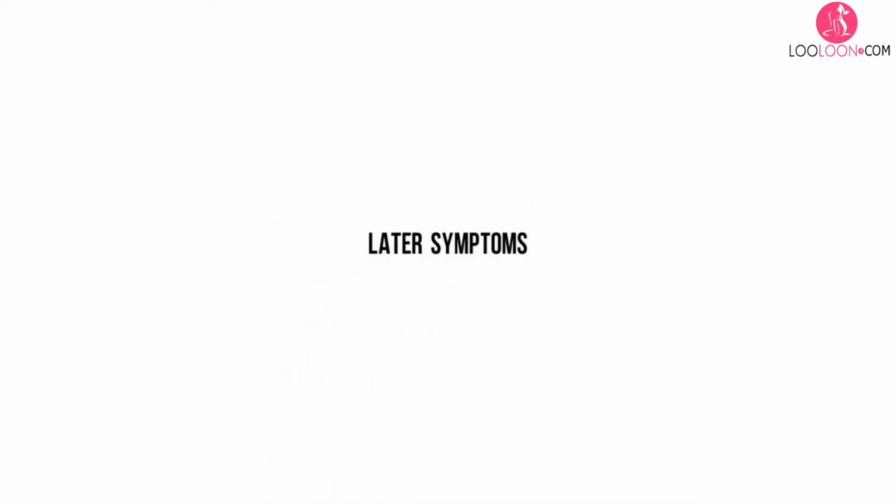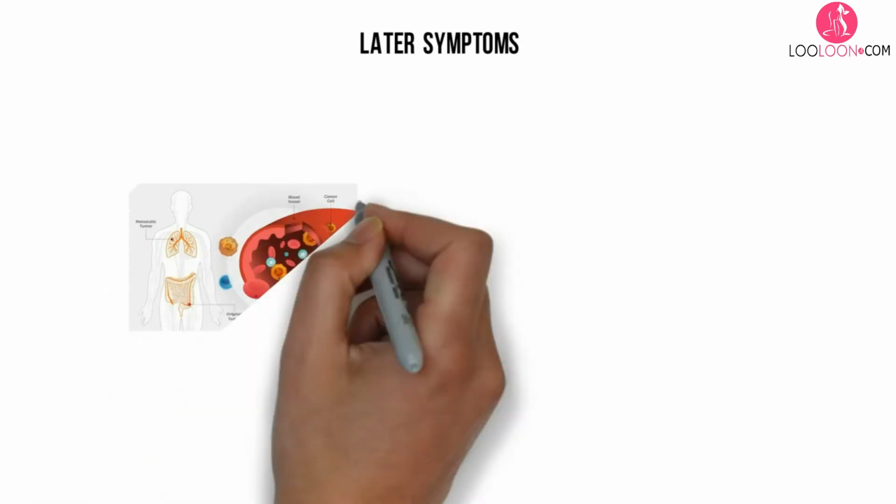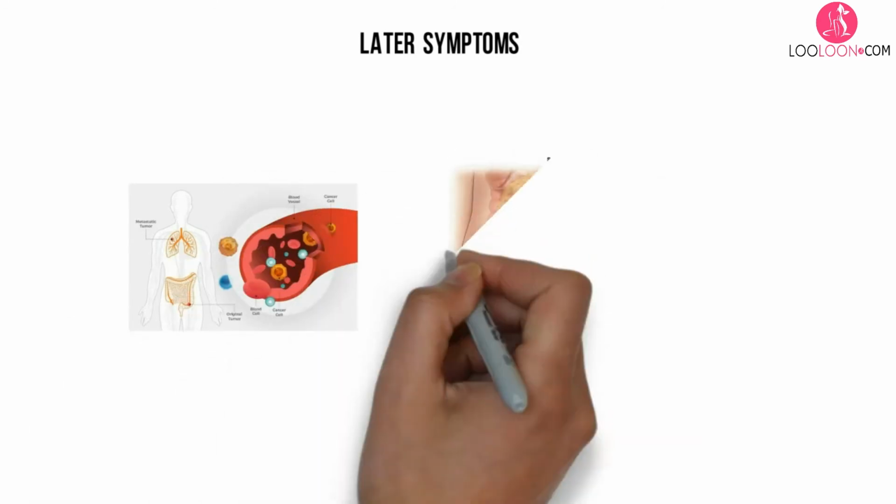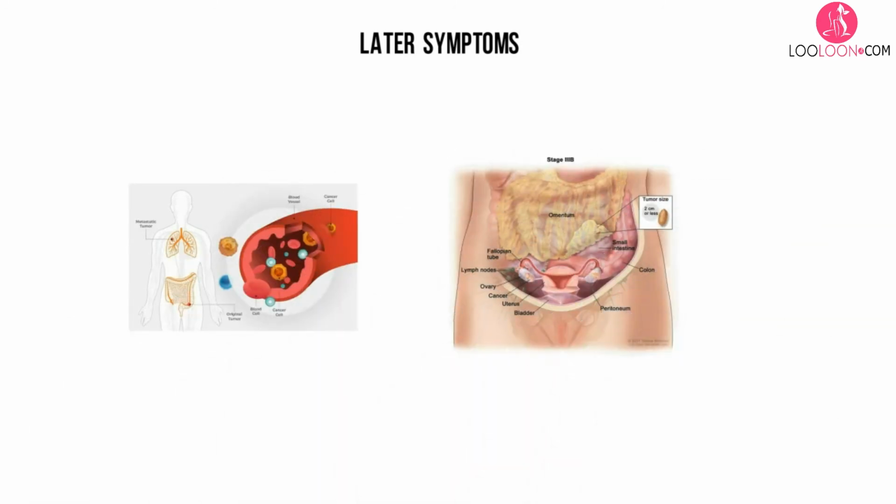Later symptoms. The growing mass may cause pain if ovarian torsion develops. Symptoms can be caused by a mass pressing on the other abdominopelvic organs or from metastasis. If these symptoms start to occur more often or more severely than usual, especially after no significant history of such symptoms, ovarian cancer is considered.